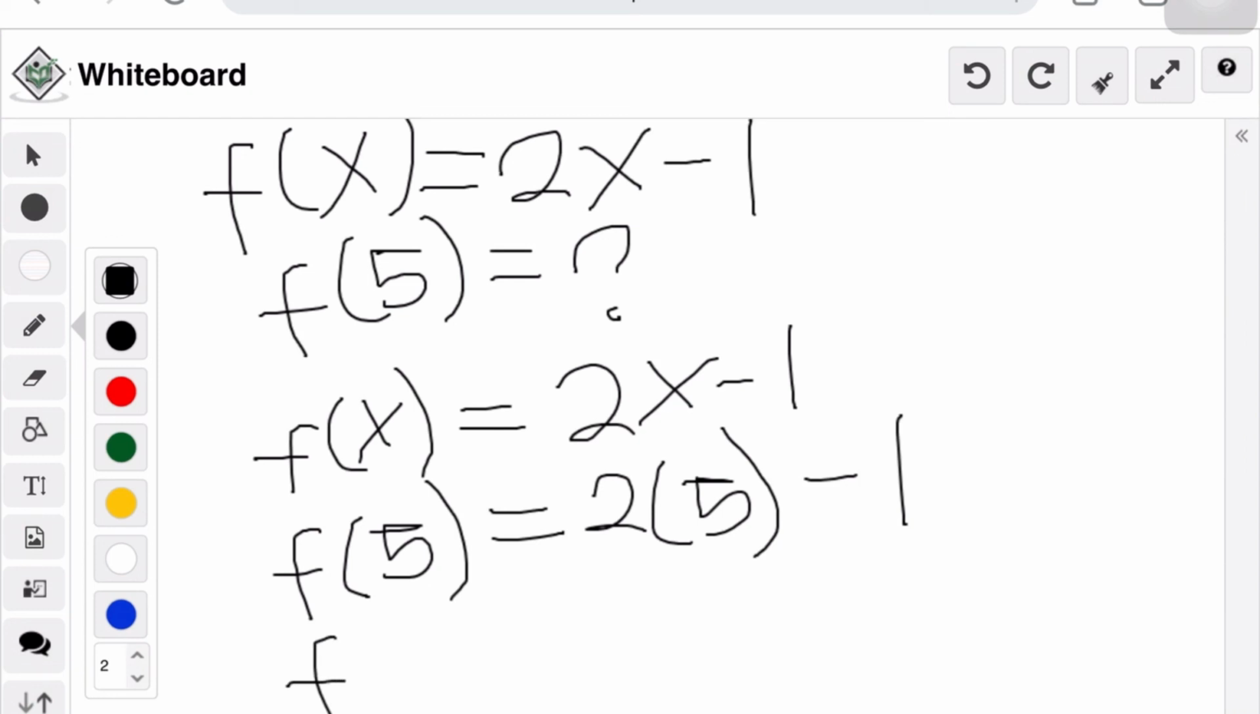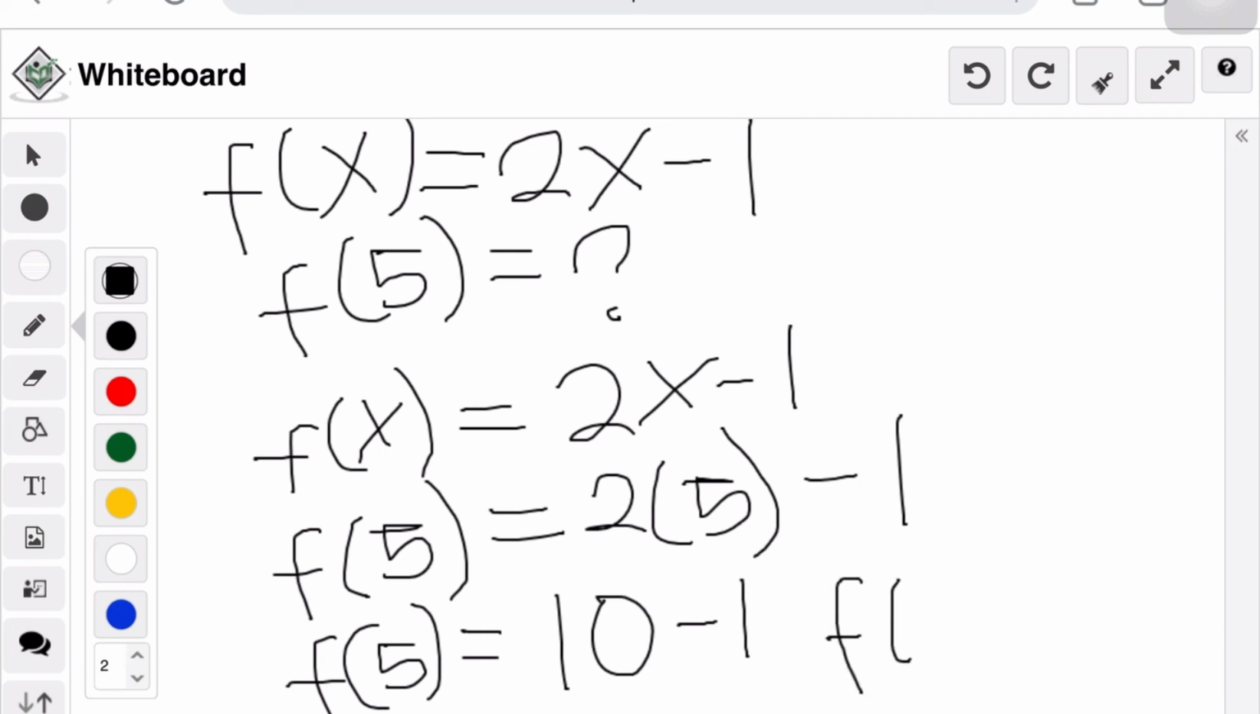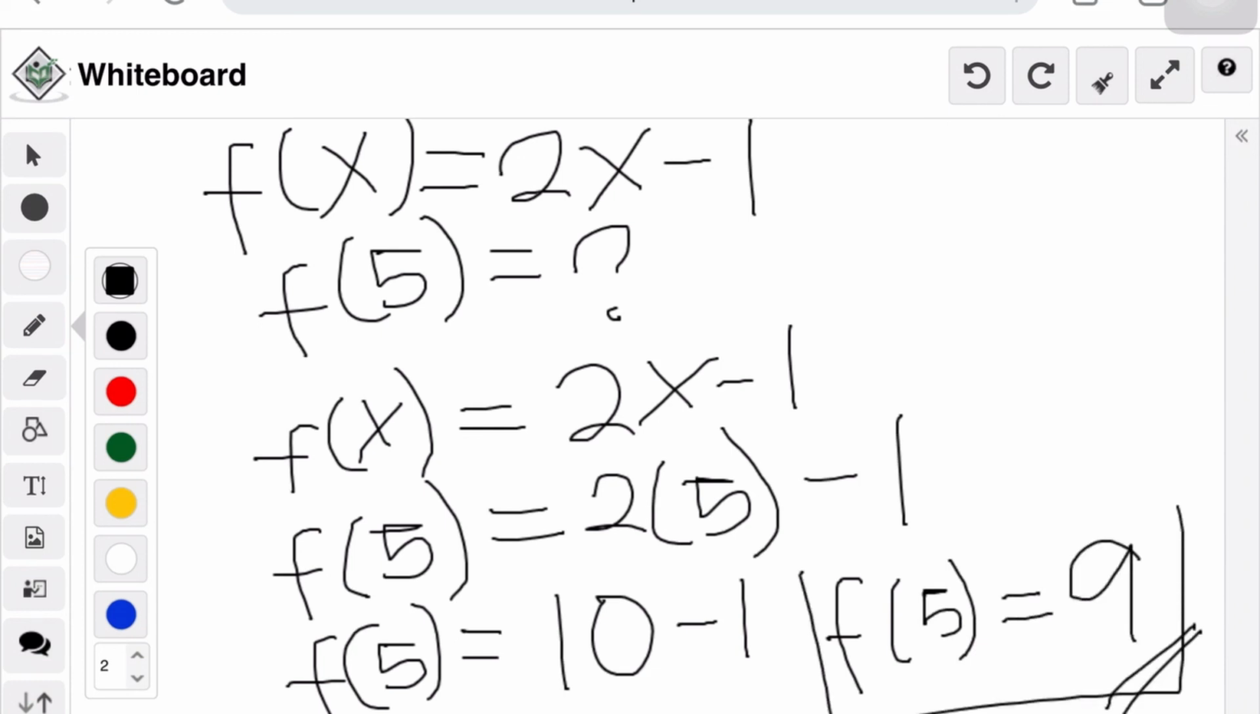So again, we will copy f of 5. f of 5 is equal to 2 times 5, which is 10, and we'll copy the minus 1. So we will subtract it here. So f of 5 is equal to 9. So here is the answer for number 5.